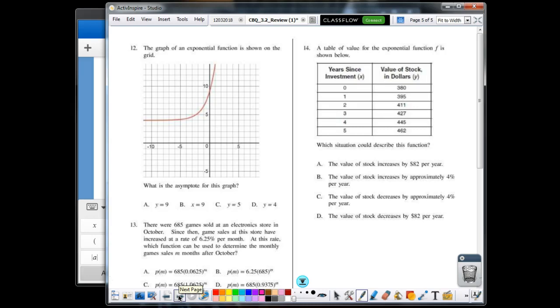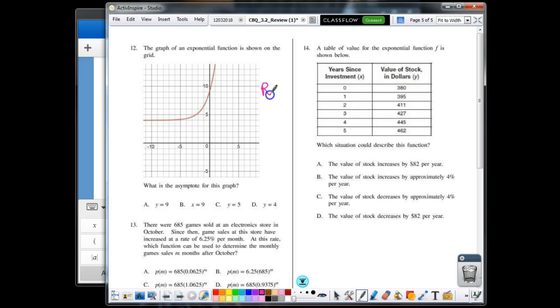Okay, so the graph of an exponential function is shown on the grid. What is the asymptote for this graph? Remember, what does the asymptote have to be? But the range is y is greater than, right? What is the asymptote? Y is equal to, right?